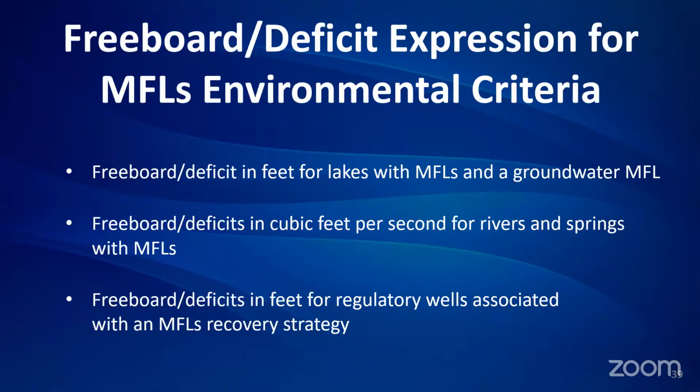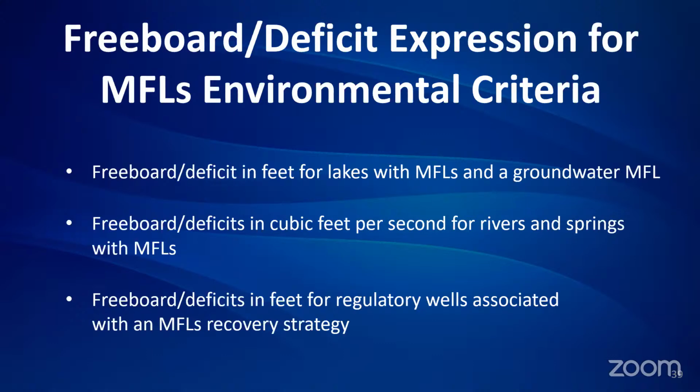So we express the status, and then we can quantify that status using the freeboard and deficit concept, the freeboard and deficit metrics that I described. And the values of the metrics are expressed a little bit differently depending upon which type of minimum flow or level we're talking about. For lakes, surface water lakes, freeboard or deficit can be expressed in feet, change in feet in water levels. That's true for the minimum aquifer level as well, or water levels in a well.